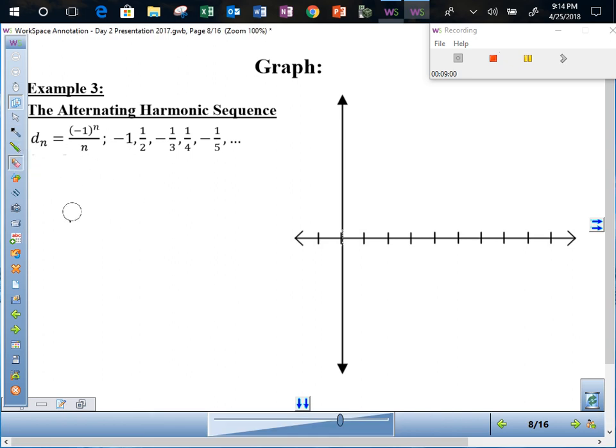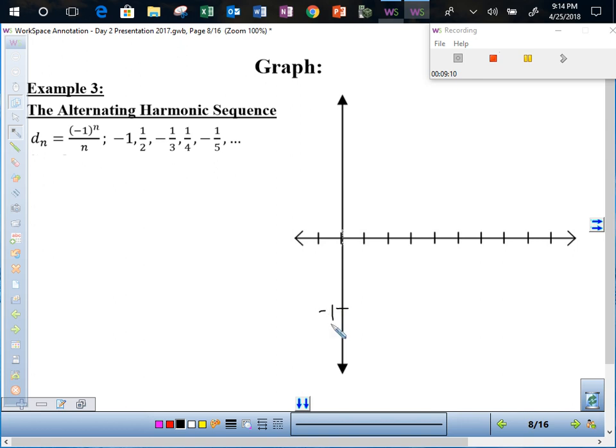Let's graph this and see what it looks like. So it looks like I need to cover -1. So let's come down here at -1. That means I'm going to come up here at 1. Now, the value of my first term is -1. Now, in a different color, I'm going to graph my second term. The value of my second term is 1/2. Let me come back to black. The value of my third term is -1/3. So what do you think, right in there?